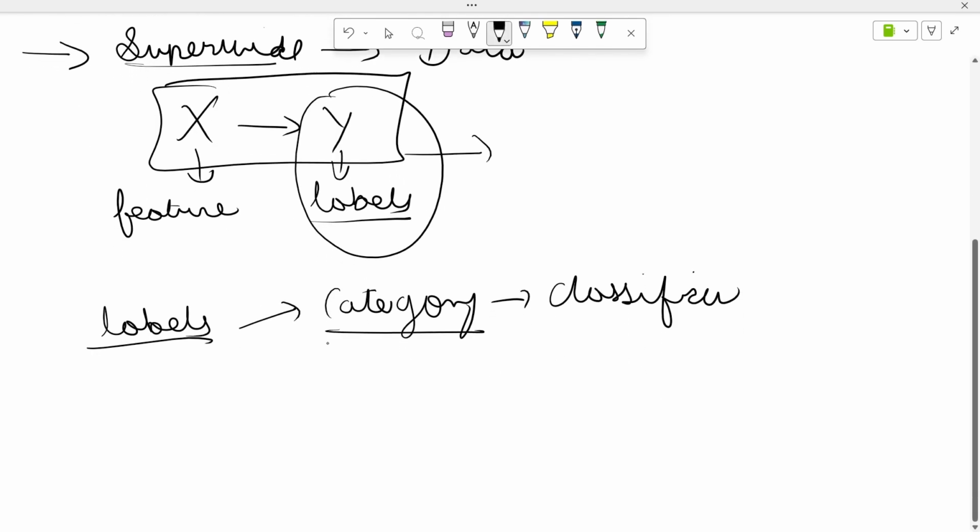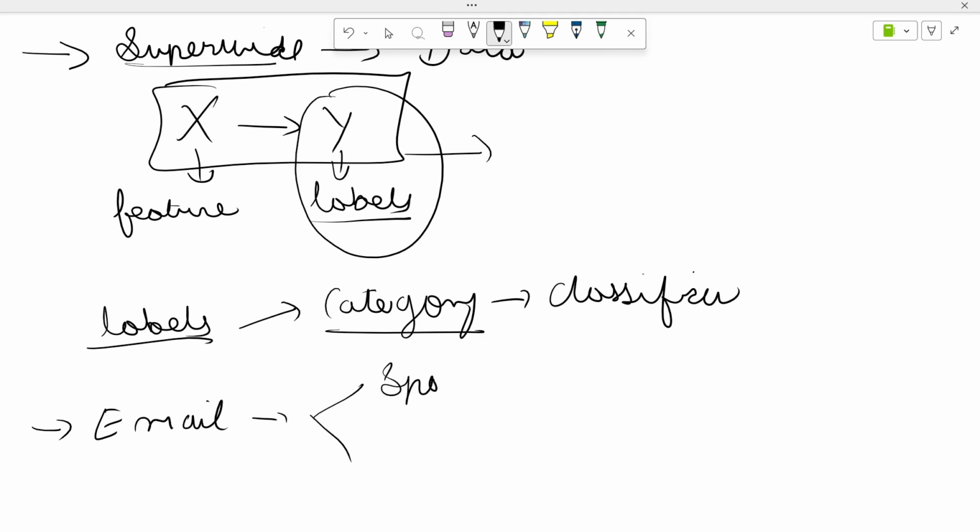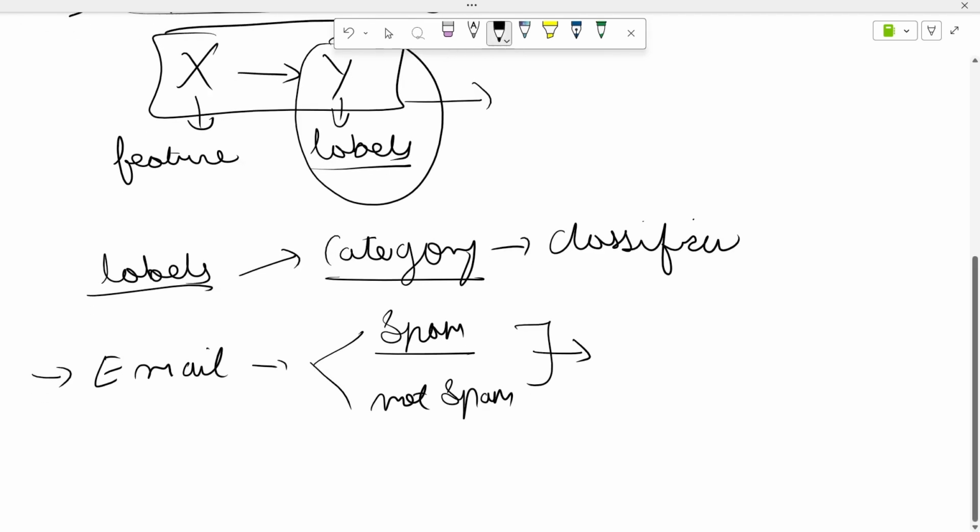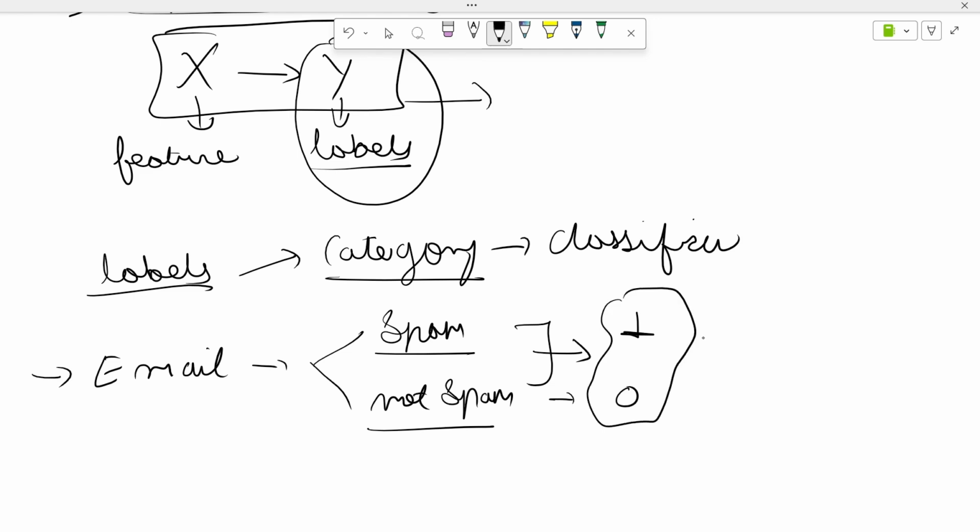What do I mean by category? Let's say you have a problem statement of knowing whether an email is spam or not. Here you clearly have two categories, spam and not spam. Let's say spam you identify as 1 and not spam as 0. So it is a classification problem.